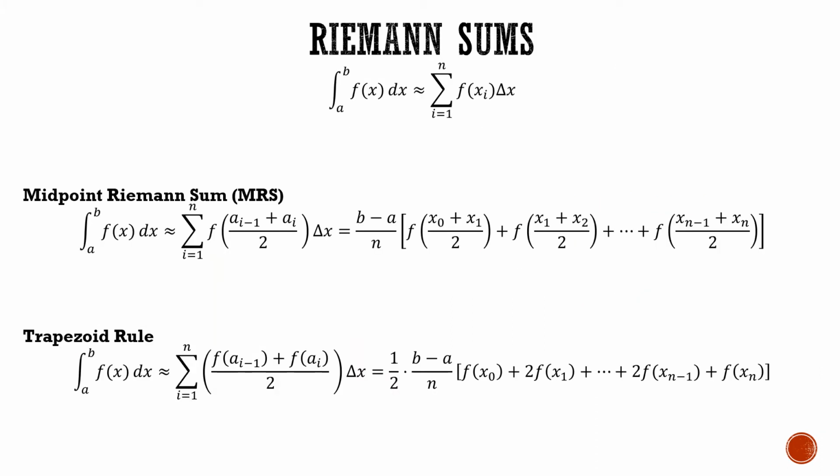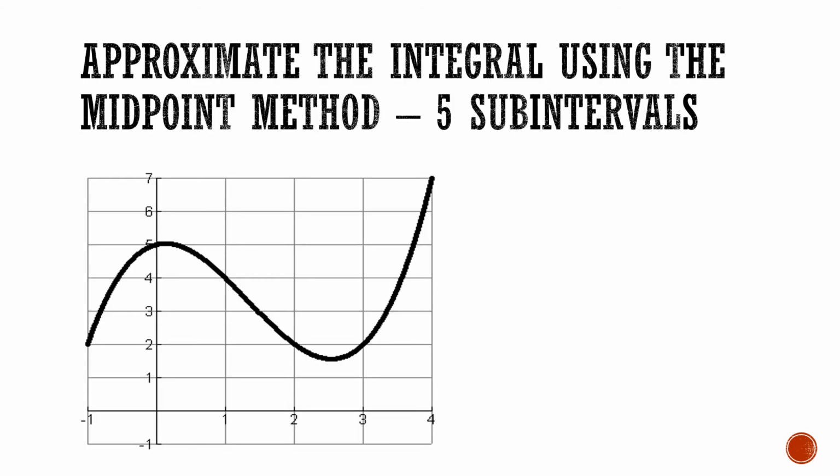All right, so we have 2 more types of Riemann sums. We have our midpoint Riemann sum, which is basically the same as the right and the left, except instead of pulling from the right or the left, we're going to pull from the middle. And then we have our trapezoid rule, which basically says we're going to take the endpoints of each interval and connect them, making trapezoids. Again, the formulas look a little crazy, but they're not as bad as they look. All right, so the first one, same graph, we're doing the midpoint method. So I'm getting my 5 subintervals.